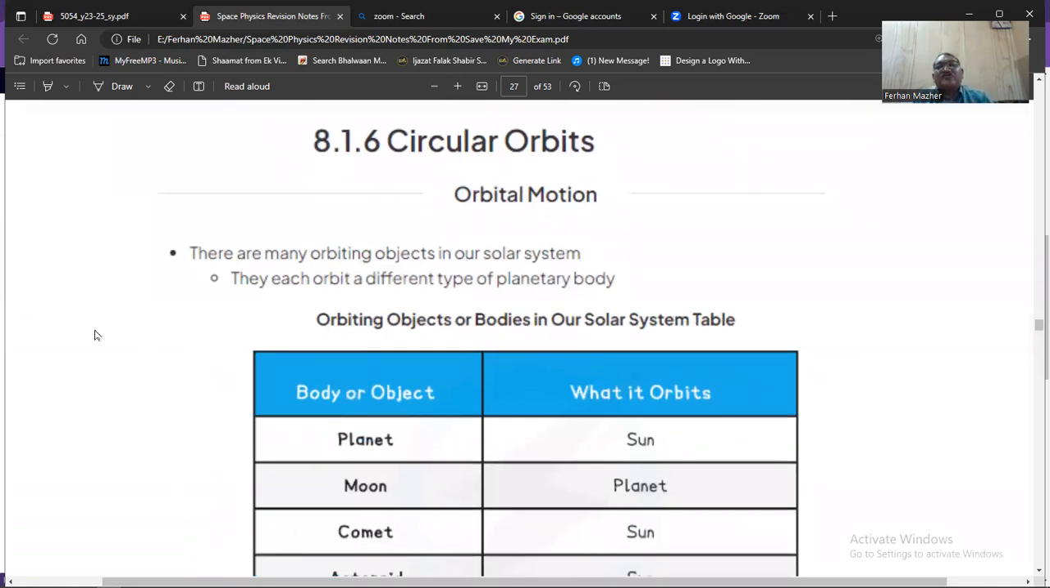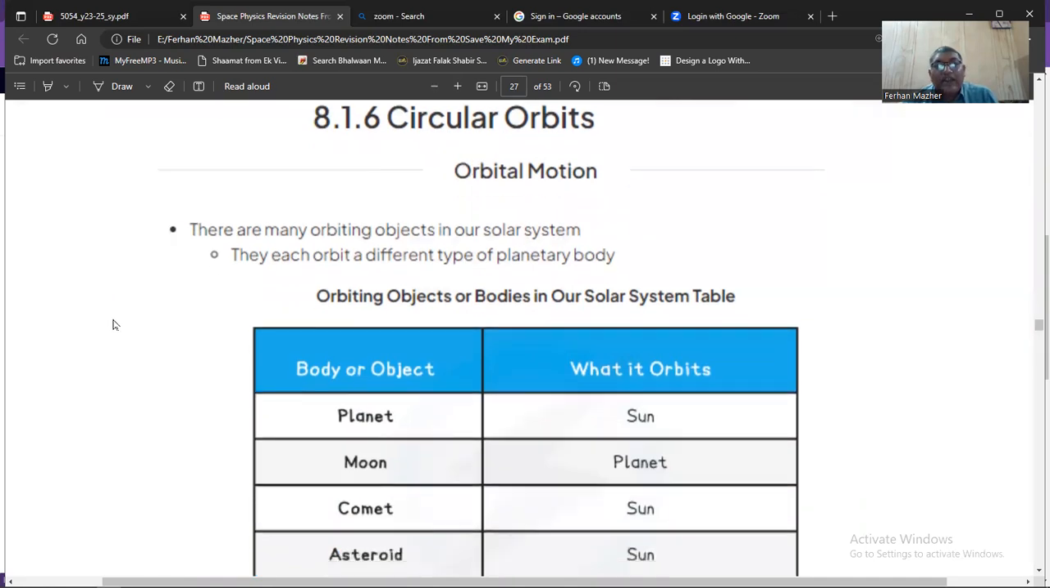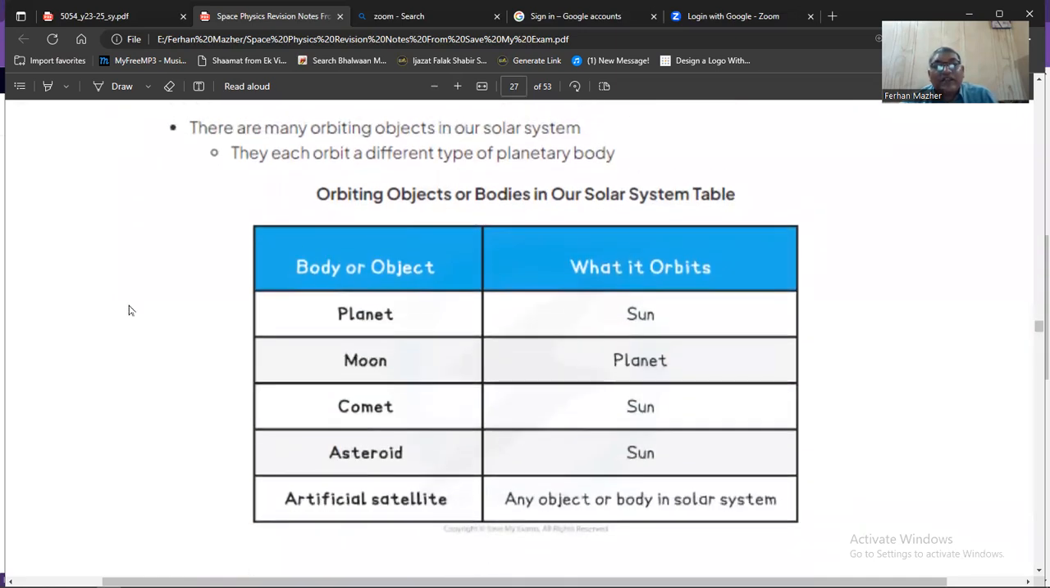So we have circular orbits, orbital motion. There are many orbiting objects in our solar system. They each orbit a different type of planetary body. So here we have a table. From this table, I can tell you the orbiting objects or bodies in our solar system, and what they orbit.